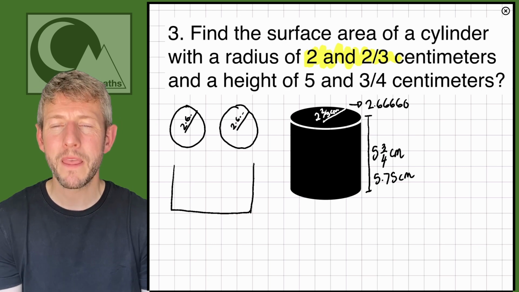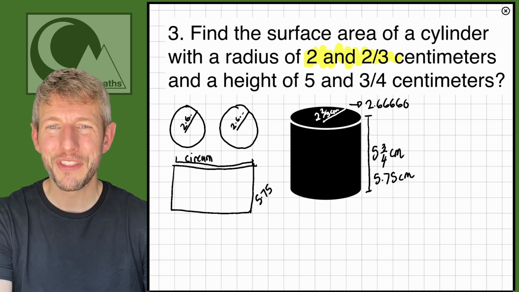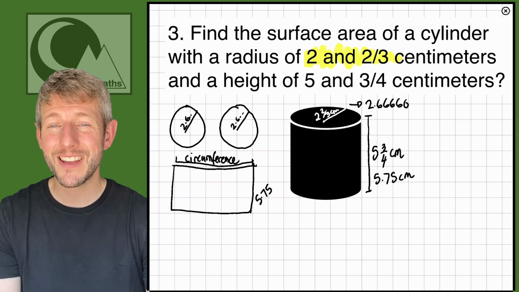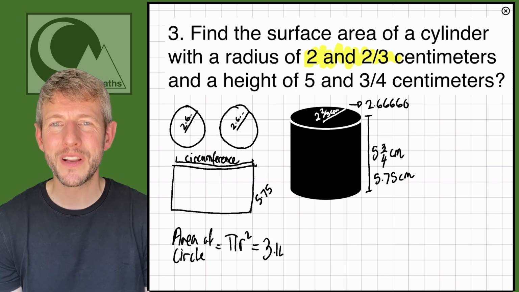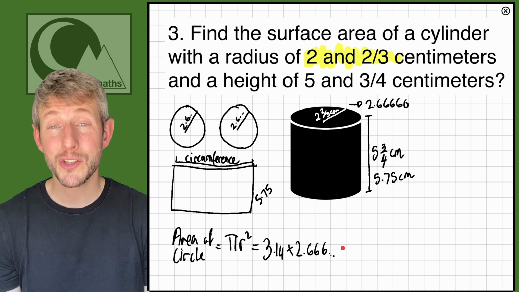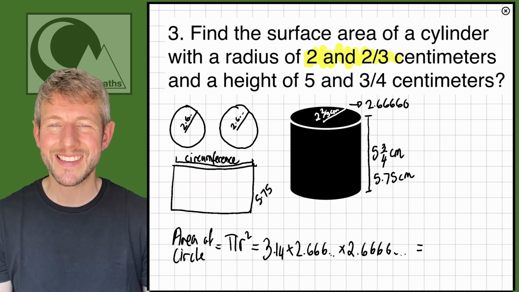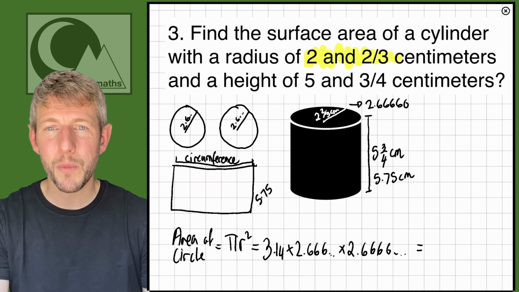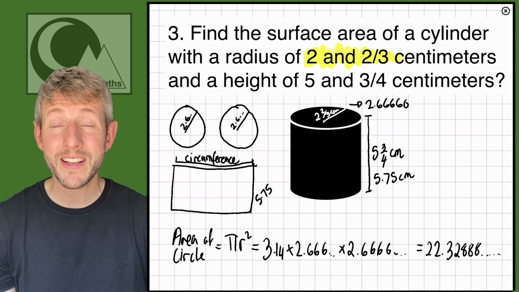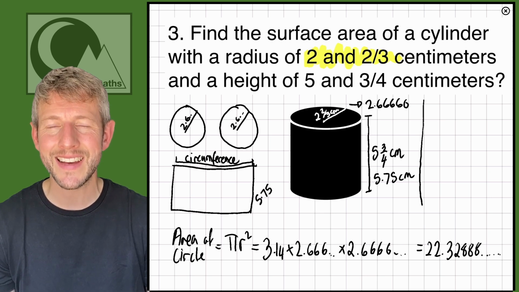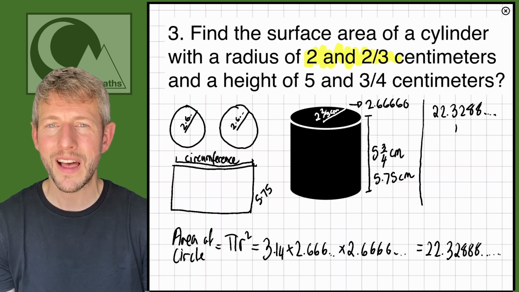Okay, now what we're going to do is I'm going to draw out my two circles for the top and the bottom. I'm going to draw out my rectangle for the curved surface area. Okay, so let's tackle the circles first. So we're going to have pi r squared, which is 3.14 times 2.666666 times 2.666666. Okay, I'm going to work this out on my calculator. That is going to give me 22.32888888888888. Okay, and I know that that's the same for both of these circles, so that's that.